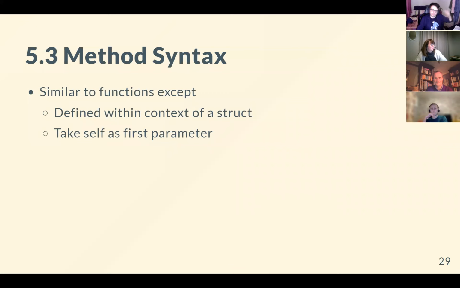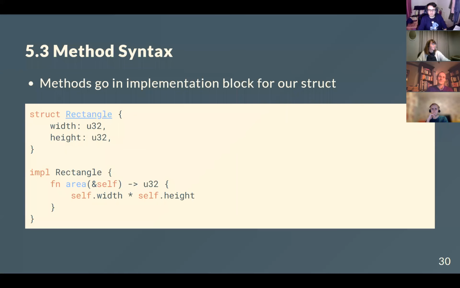Section 5.3 is method syntax. This is as opposed to those standalone functions that took a rectangle as a parameter. These are the equivalent of member functions, but they seem to call them methods. Take your term if you like it. Defined within the context of a struct and takes self as the first parameter. And the way you do that is you use an implementation block.